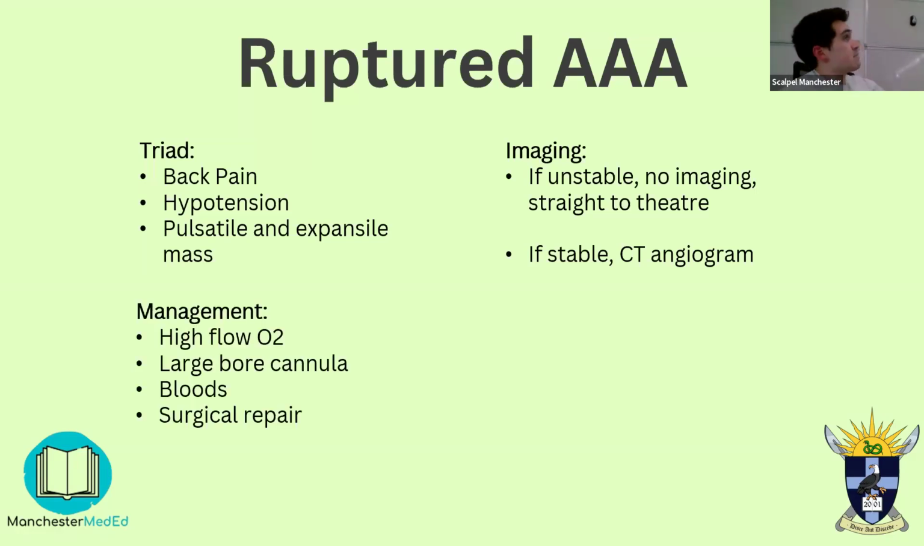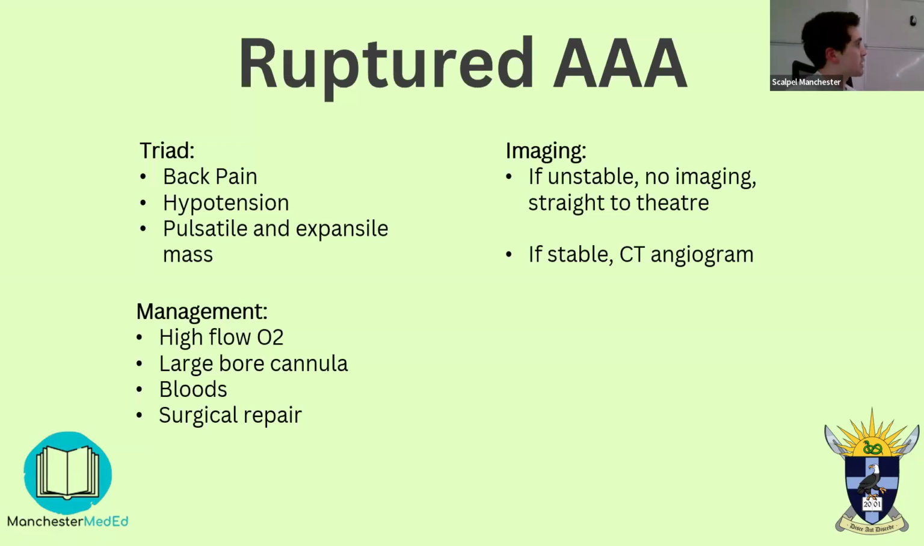In terms of what you need to give them, if you suspect a patient has a ruptured AAA, high flow oxygen is important. If you think you've got a massive bleed, you don't want them getting hypoxic, so ensure saturations remain high. Large bore cannula, these patients will almost always need blood transfusion. So a large bore cannula through which you can give blood, or indeed rapid fluid boluses, is important. Take off bloods, group and save, cross match, coag, plus all your standard admission bloods that you do for any other patient, and you get them in for surgical repair.